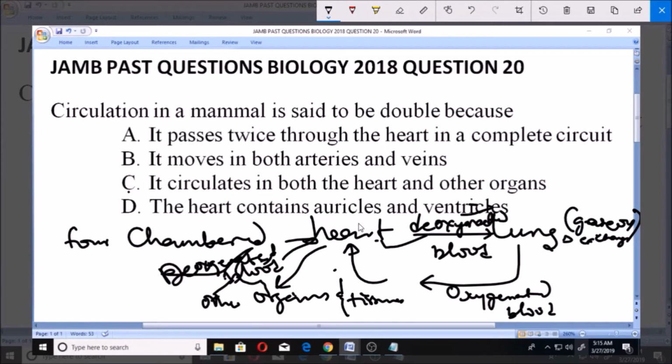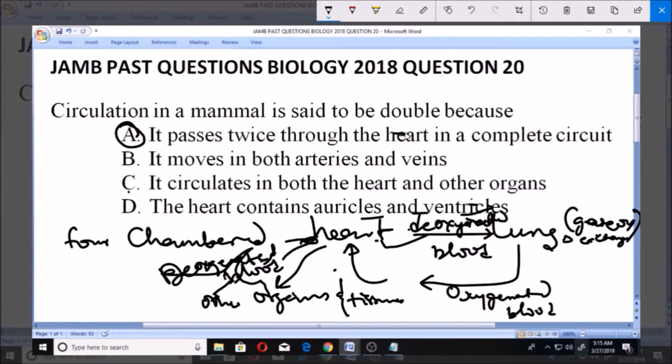So you have now that the blood always passes through the heart twice before it completes one circuit, because it goes to the lungs, then to the organs, then back to the lungs to get oxygenated again. So we have that it passes twice through the heart for a complete circuit. For a complete circuit of oxygenation and deoxygenation, it passes through the heart two times: when it was going for oxygenation, and when it has gone round and is coming for deoxygenation.